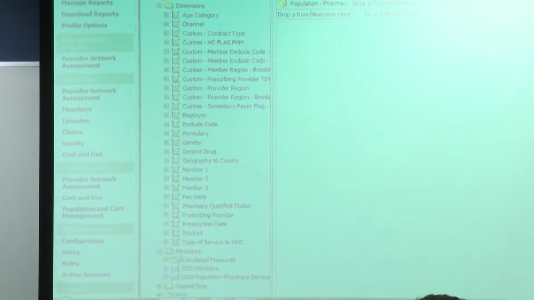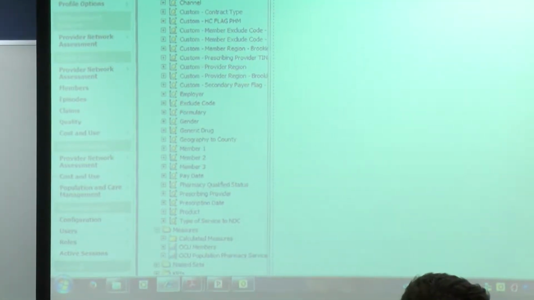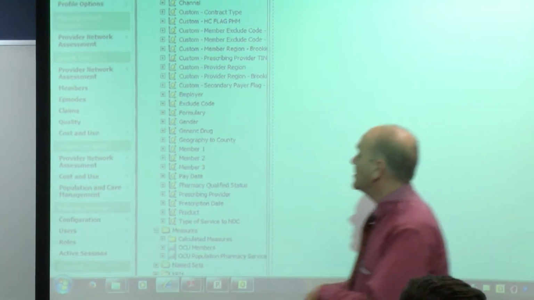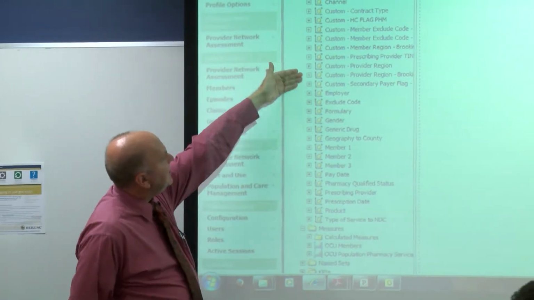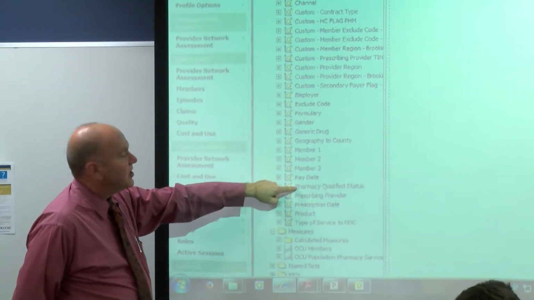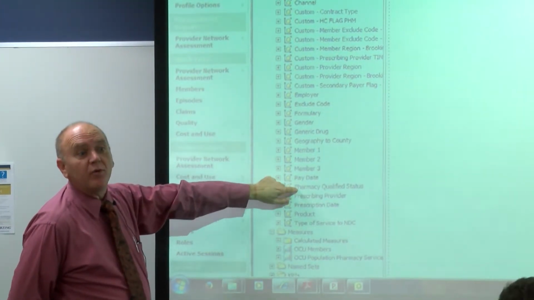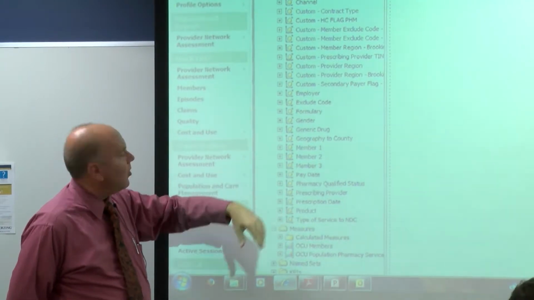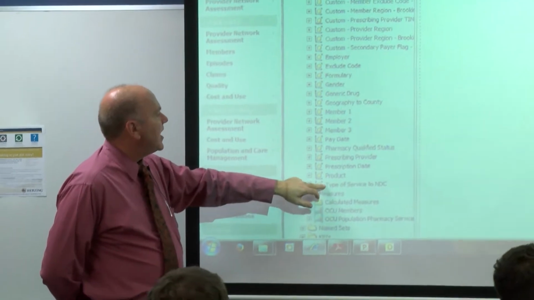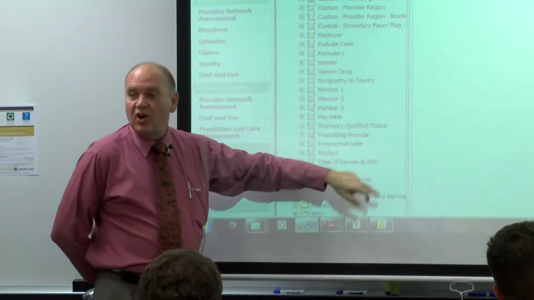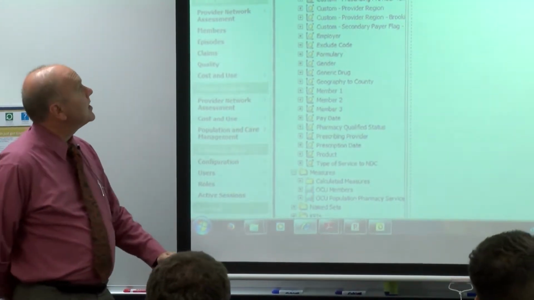But again, you're going to notice that all of these dimensions and all of these measures are now very specific to pharmacy, just as they were specific before to the radiology. In this case here, as you work your way down, you've got pharmacy qualified status. That's a pretty important one right here. If you don't include this, you're going to get both. Prescribing provider, prescription date, type of service to the NDC code. This drops it all the way down to the lowest possible level.